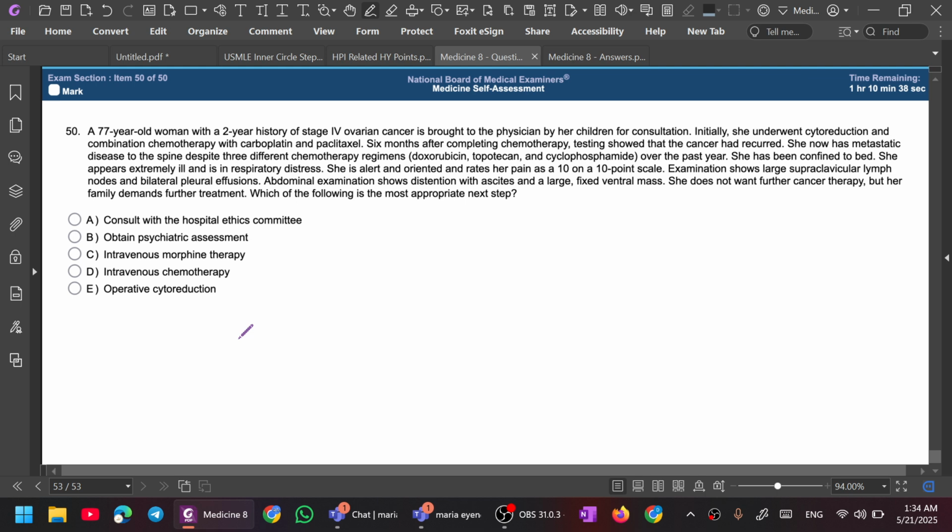She appears extremely ill and is in respiratory distress. She is alert, oriented, and rates her pain 10 on a 10-point pain scale. Examination shows a large supraclavicular lymph node and bilateral pleural effusion. Abdominal examination shows distension with ascites and a large fixed ventral mass. She does not want further cancer therapy, but her family demands further treatment. Which of the following is the most appropriate next step?